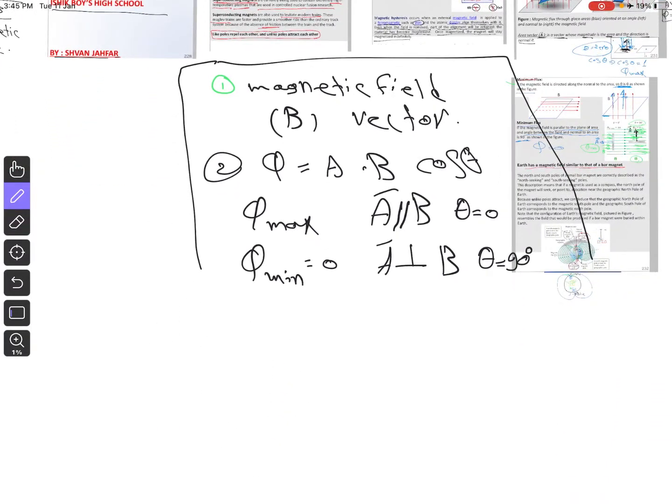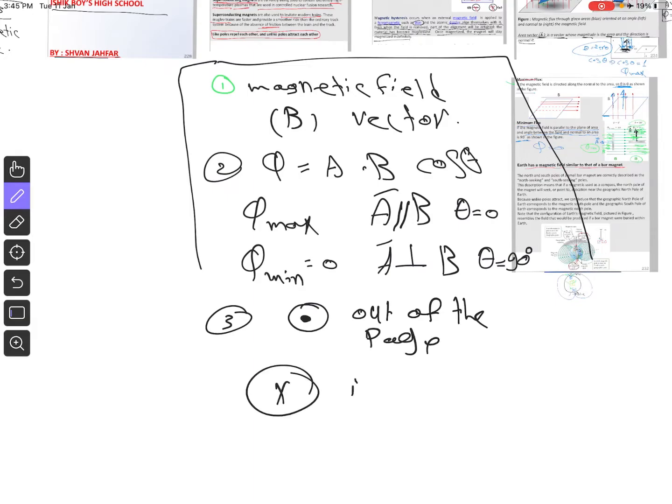And we talked about the direction. I forgot the last one, sorry, which is if we have a little dot, it means it is out of the page. If we have a cross, it means it is into the page. What do we mean into the page? It means negative Z, and out of the page means positive Z. I hope you understand. Have a nice time.